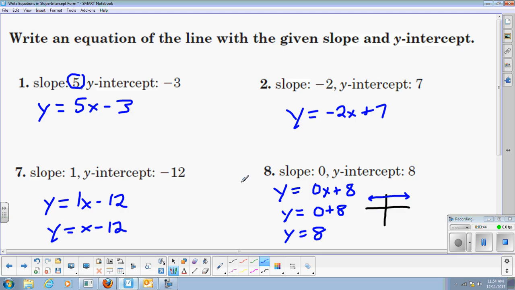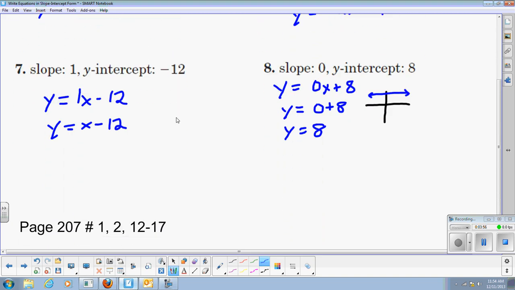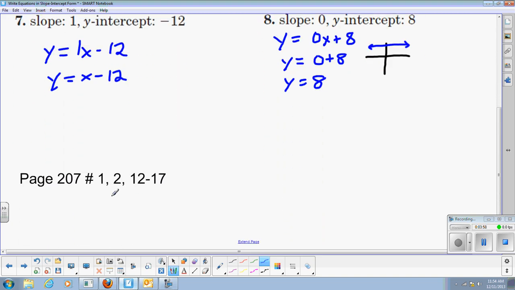All right, so this is all you need to be doing right now. You need to be filling into the formula, put the slope in for m, you put the y-intercept for b, and then that's it. You've written an equation then in slope-intercept form. To get started working on that, in your textbook, I want you to go to page 207. I want you to do numbers 1, 2, and 12 through 17. And when you finish that, you'll use my textbook to correct, and then we'll see how you're doing with it, and then we'll move on to the next step. Thank you.